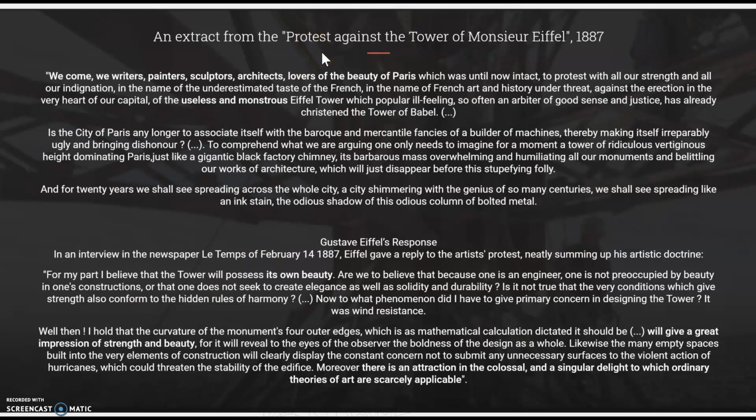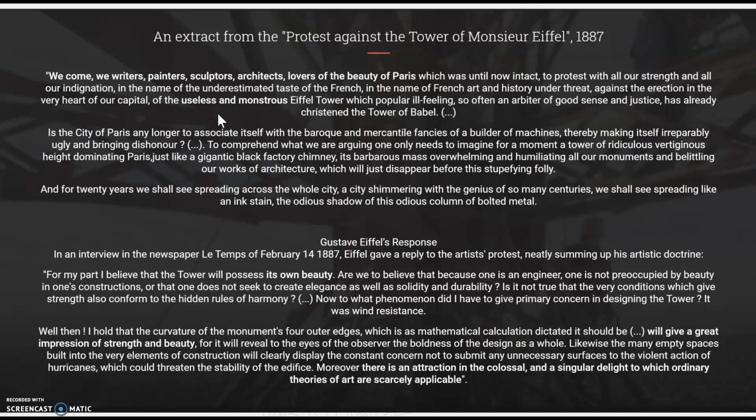A reaction point of view, which is the one that comes from the writers, painters, sculptors, and architects, who protest about the ugliness of the Eiffel Tower, expresses the disturbance that machinery and industry bring to ideas about beauty. So this idea of a gigantic black factory chimney and a barbarous mass humiliating monuments and belittling architecture speaks to a strong trend in the late 19th century that wants to go back to the beauty of a different era.